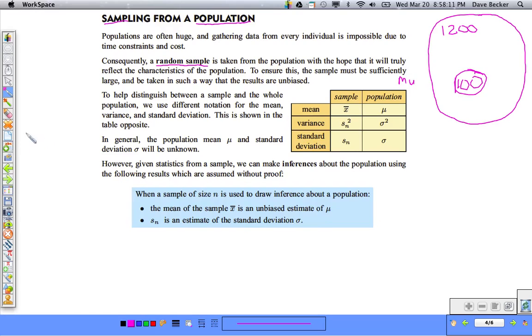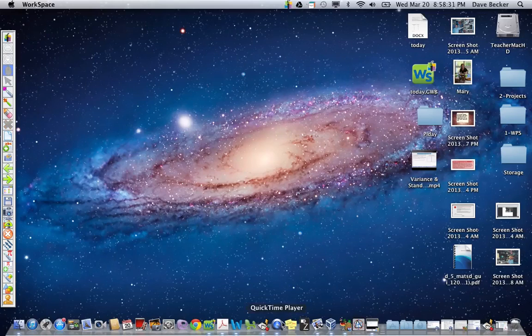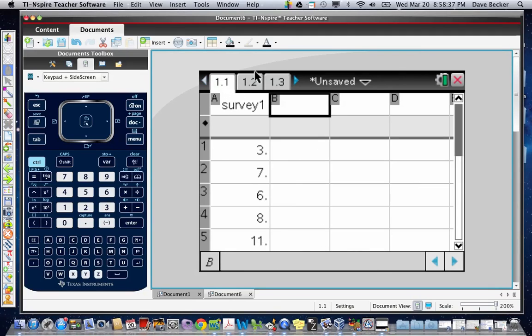Okay, so let's go back to the end of our first video where we found these standard deviations of our sets of data, 2.61 and 1.41. And I want to show you how this looks on the calculator. So first, let's remember this 2.61 for our survey 1 data. Okay, and we'll go to our calculator here, and I already have the data entered in.